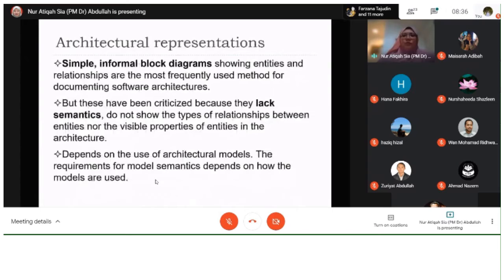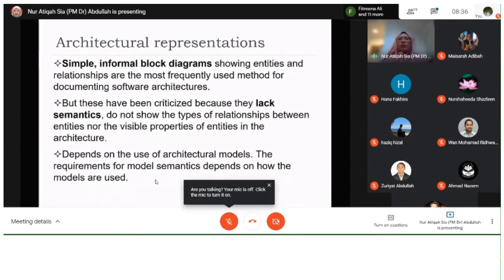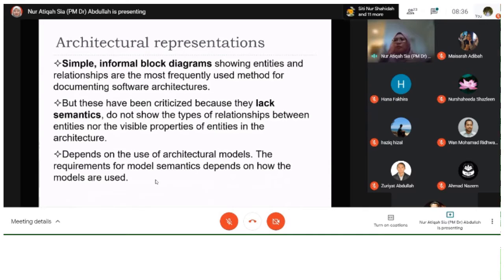Okay, so when we want to actually represent it, just now we talk about back to aspect system just now. It's a very simple informal block diagram to show what will be the entity and the relationship between the system and so on. However, these kinds of box and line actually is lack of semantic, meaning that they do not show what types of relationship between the entity, and the most important thing, they didn't show any properties.